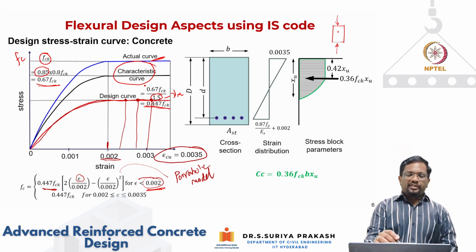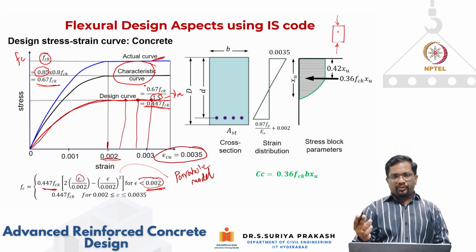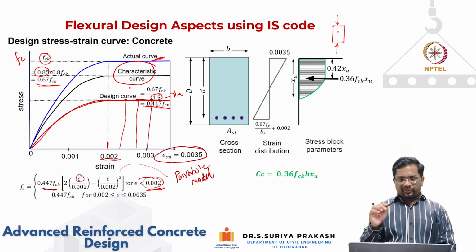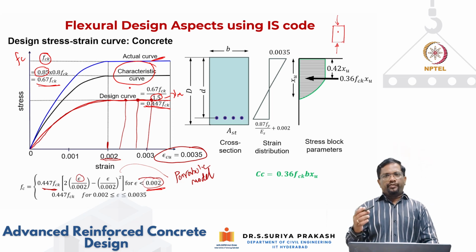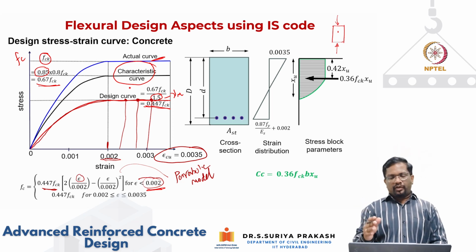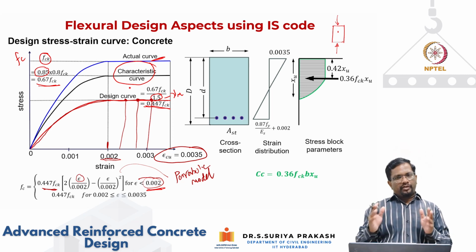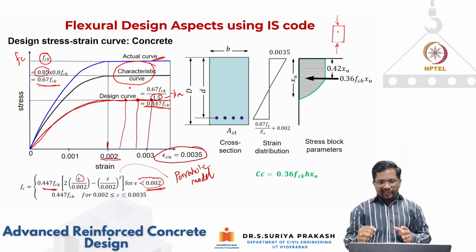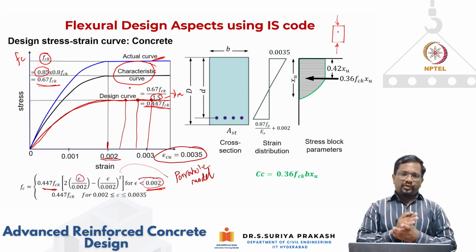The design stress strain curve can change from code to code. Right now, IS 456 is using this as a design stress strain curve, and it is shown to give a conservative estimation of the capacities for normal size beams and normal grades of concrete. So this is the same stress strain curve we are going to use for our analysis.